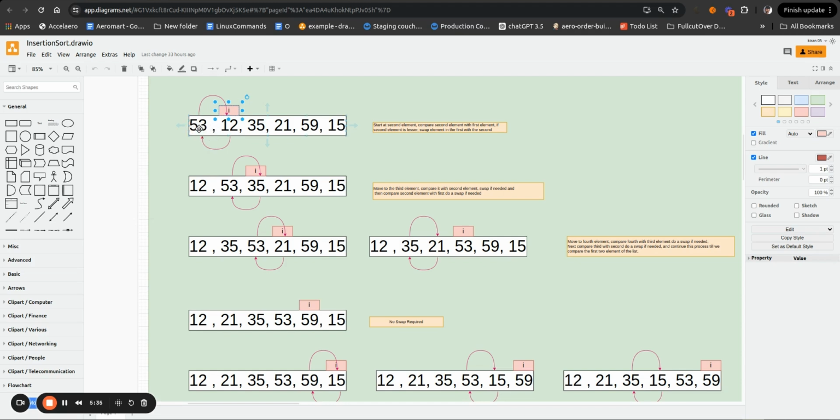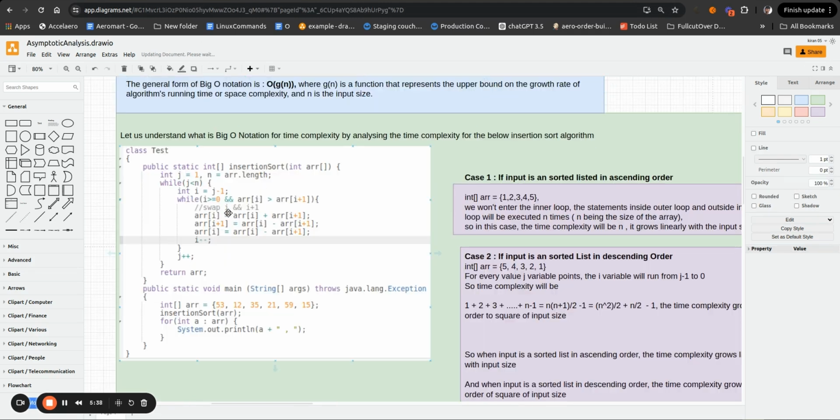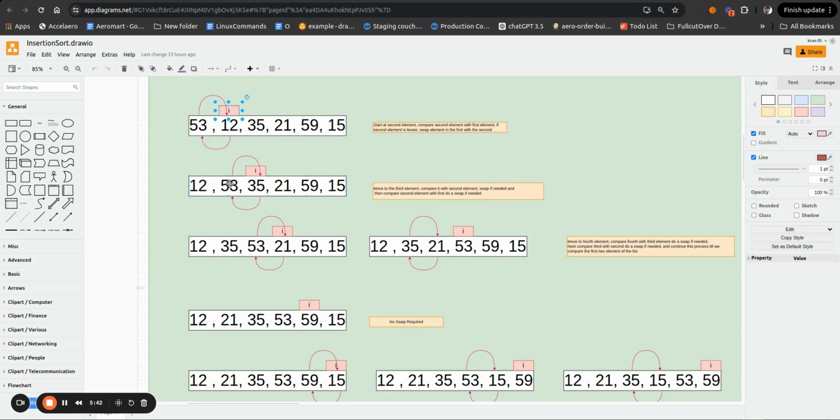So only when the left side is greater than the right side, we'll go inside and do the swapping. Similarly, we'll go on to this. Next, after we've done this, we'll move to the next element and compare these two elements. If the left side is greater than the right side, we'll do the swapping, so 53 will be swapped here and 35 will be swapped here.